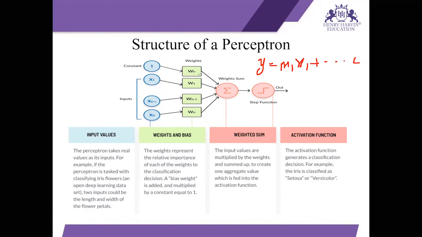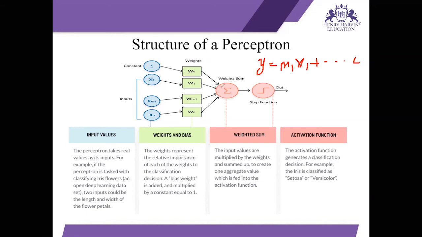So weights and bias. Weights represent the relative importance of each of the inputs to the classification decision. So here, should we give more weightage to length of the petal or width of the petal, right? So that is basically weight. A bias weight is added and multiplied by a constant equal to 1.